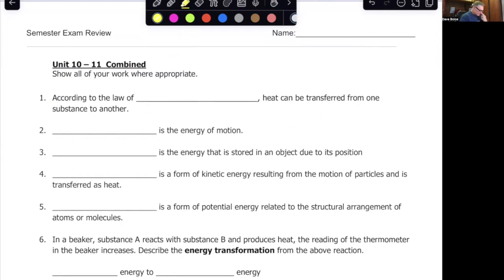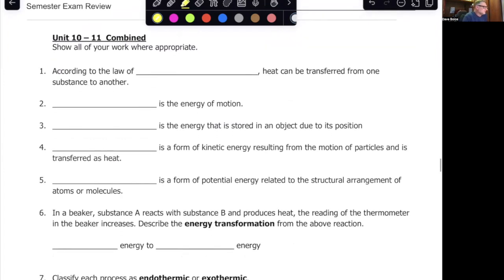So these first few, these are really just sort of vocabulary things. You can look these up, so I'm not going to spend a lot of time on this, but according to the law of thermodynamics, heat can be transferred from one substance to another. So thermodynamics. Okay, so next we have different types of energy.